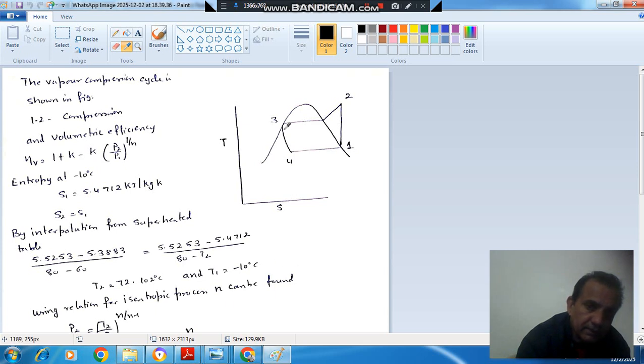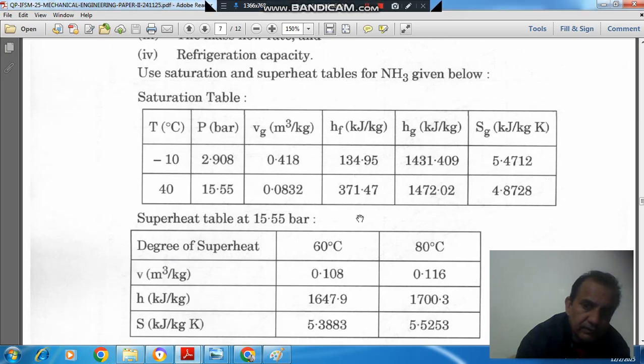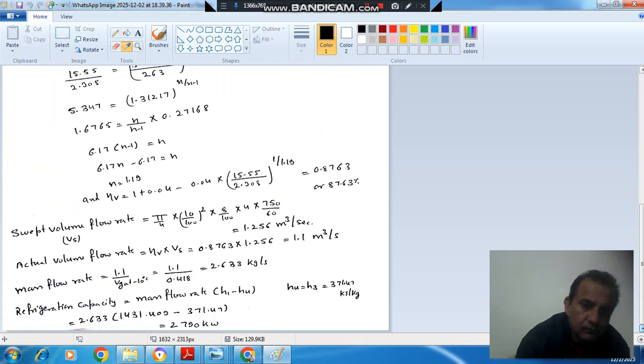And in the vapor compression cycle H3 is equal to H4. H3 is your enthalpy of saturated liquid at 40 degrees Celsius. So this is at 40 degrees Celsius, and that is 371.4. Okay, so it will come out as 2790 kilowatt. That is the mass into H1 minus H4, and H4 is this, H1 is this.